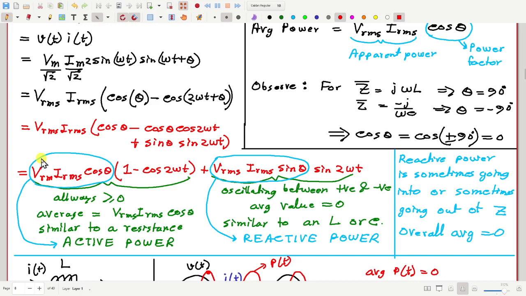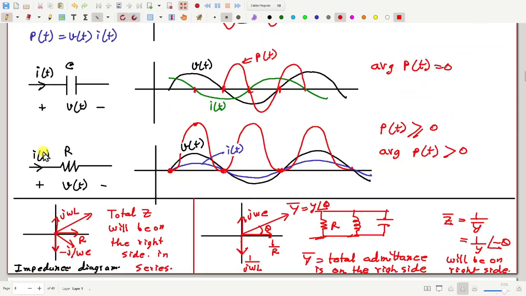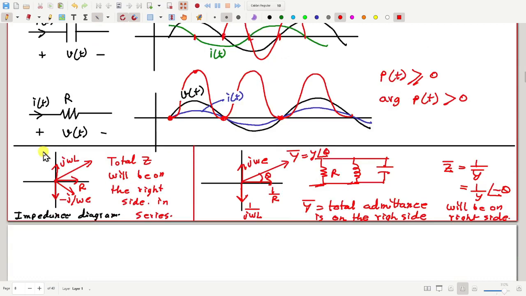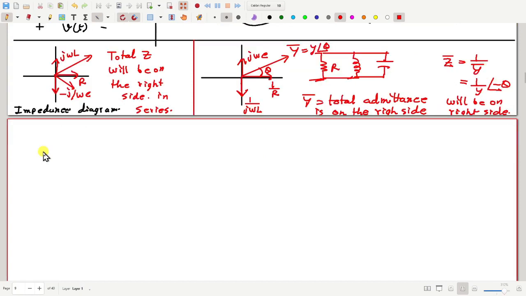So what I was saying is that this reactive power is the component of power that goes into and out of an impedance periodically. So overall consumption is 0. We will come back to the significance of this reactive power in a while, but before that, one more thing I want to tell you, which is about complex power.